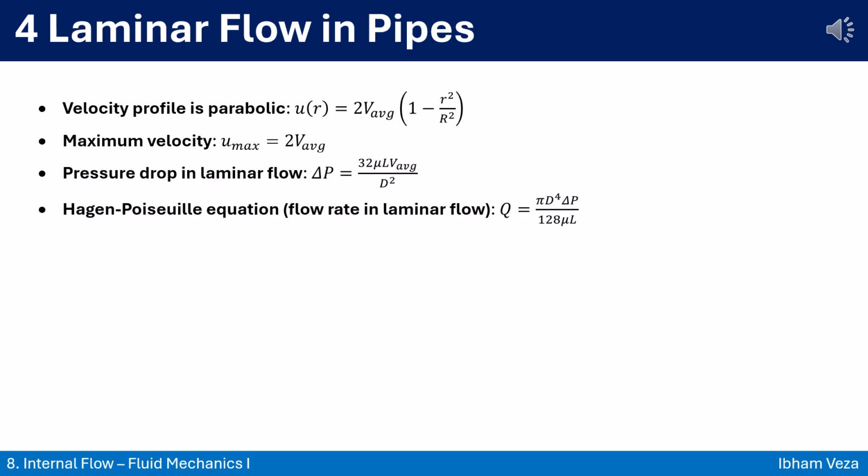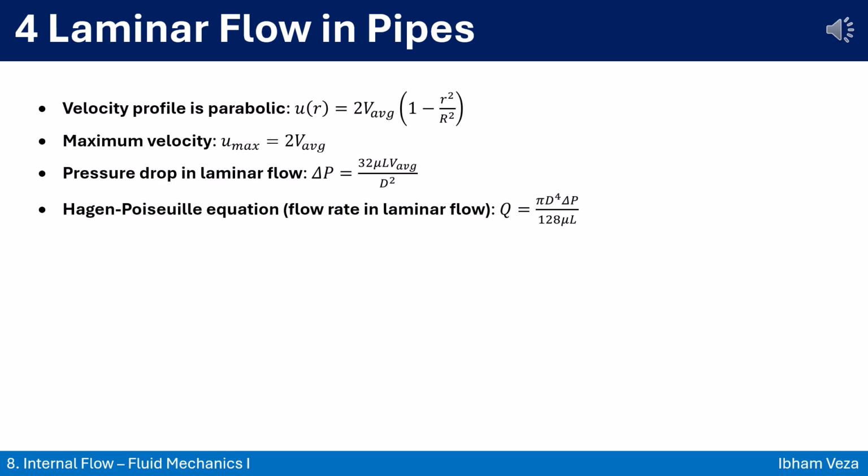Now, let's talk about pressure. In laminar pipe flow, pressure drops linearly with distance due to viscous resistance. The expression for this pressure drop is delta P equals 32 mu L V average divided by d squared, where mu is the dynamic viscosity, L is the pipe length, and d is the diameter.